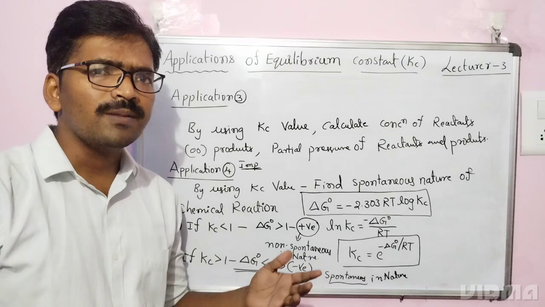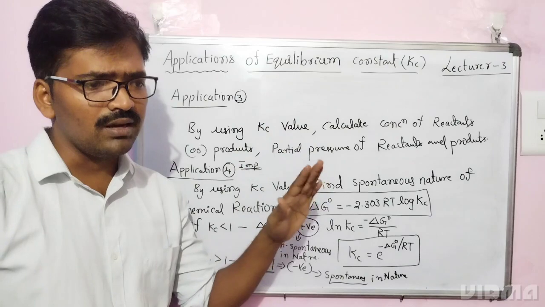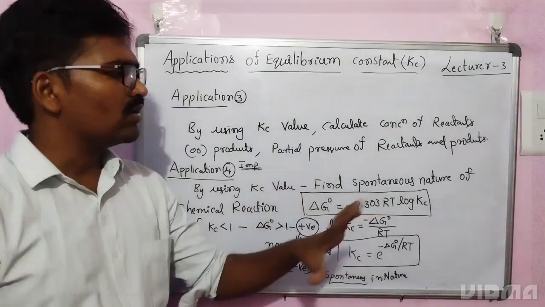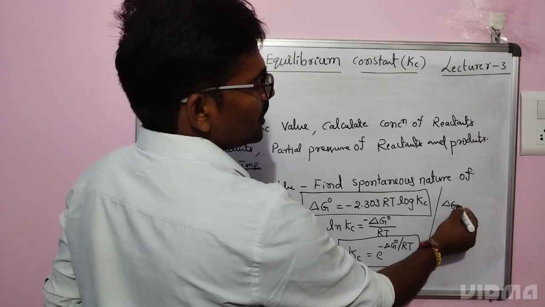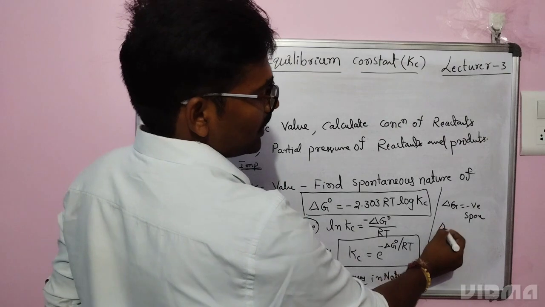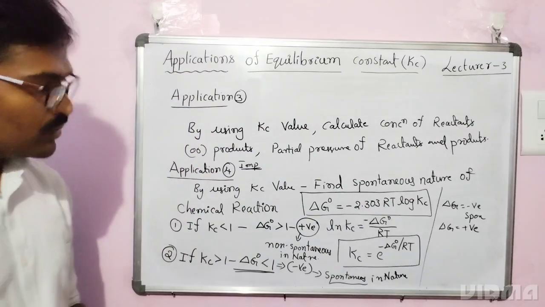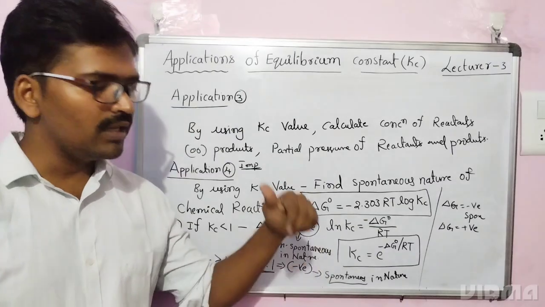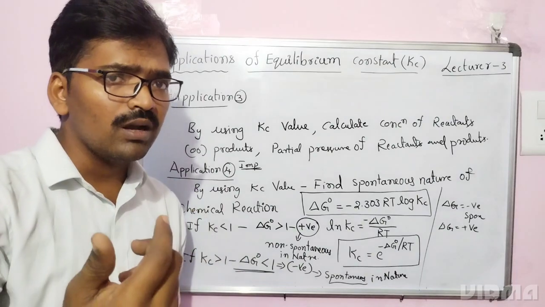So what is spontaneous? A spontaneous reaction is one that can proceed without any external force. When the delta G value is negative, it is spontaneous in nature. When the delta G value is positive, it is non-spontaneous in nature. Based on that, these are the 4 very important applications of the equilibrium constant. Now we will discuss some problems based on the equilibrium constant.